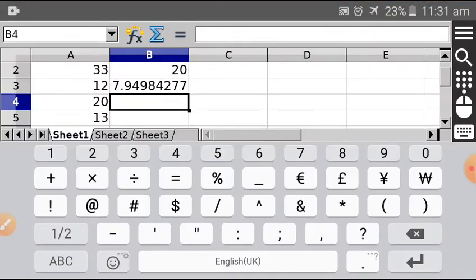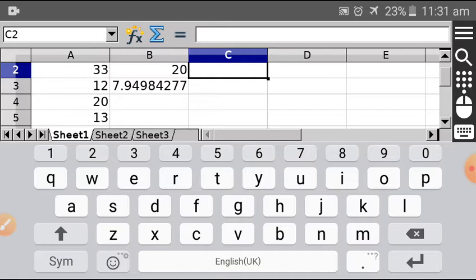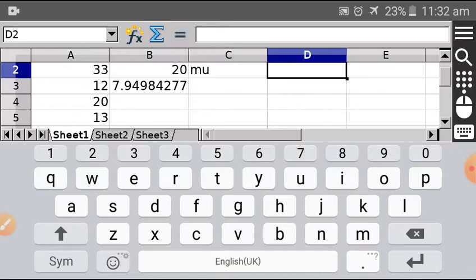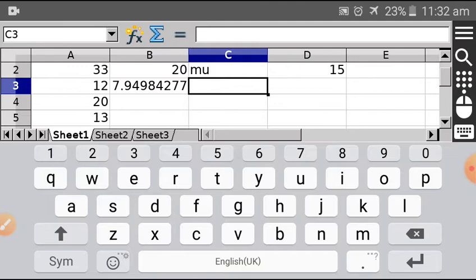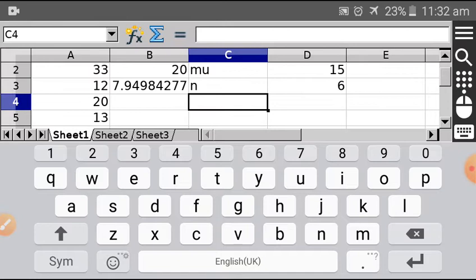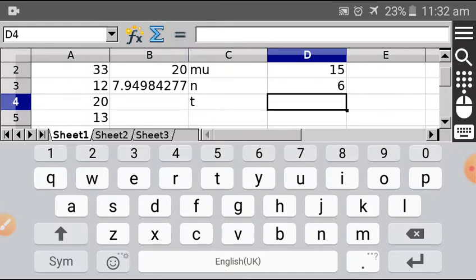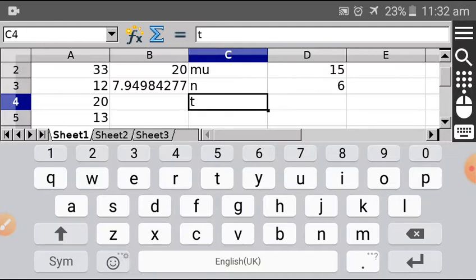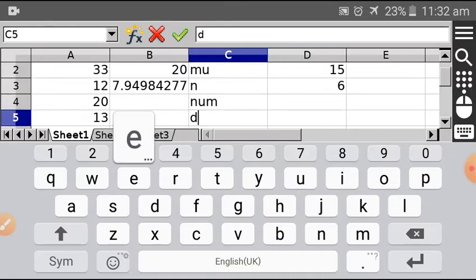If we go here, we have to calculate is equal to, and one more thing let us do, let us write down somewhere the value of mu. So let me write down mu is given to us as 15, and n is given to us as 6. So these are the values given to us, and what we have to calculate is t, correct? So if we have to calculate t, we need numerator and denominator. Now it is up to your choice how you're going to calculate. Let me do it in two parts.